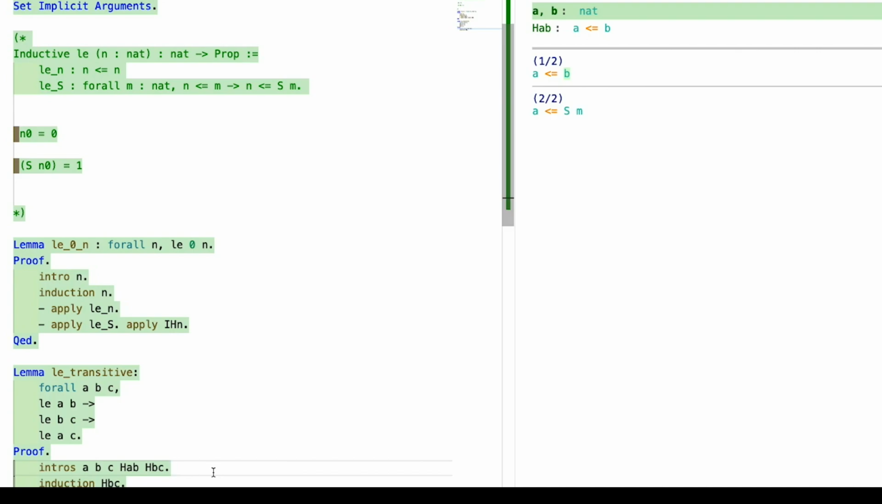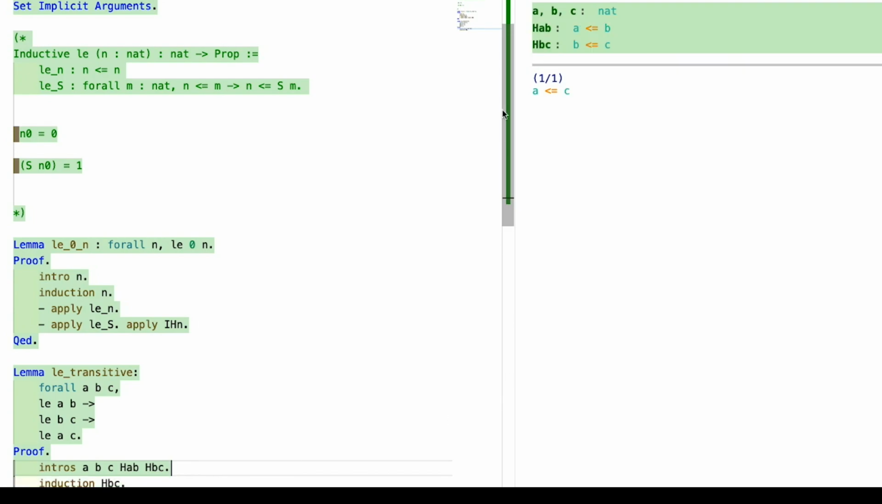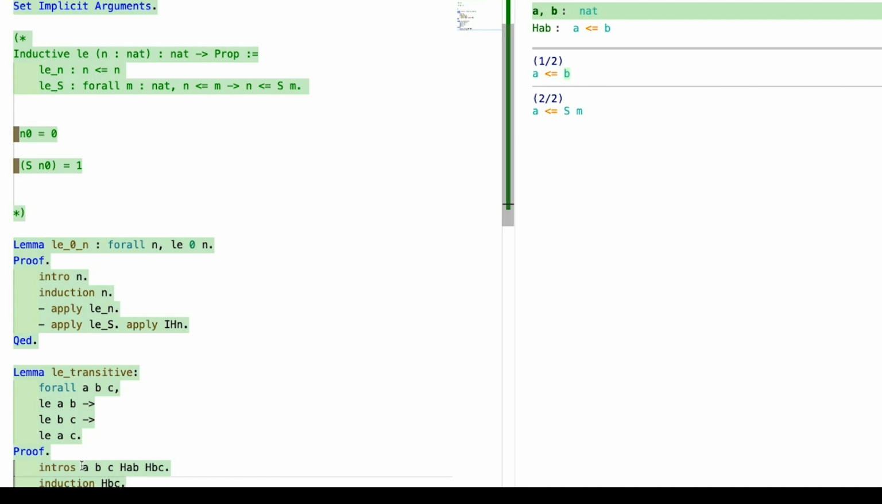Notice something magical happened here. Before this point, our goal was to prove that A is less or equal to C. But now that we made this induction, we have two separate goals. And the first one that we are going to step into explicitly says A is less or equal to B, which just so happens to be this other fact we know up here above the line.